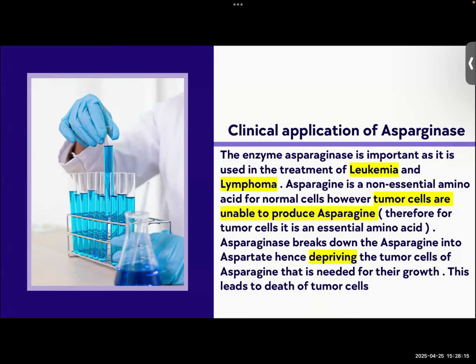But asparagine is non-essential for normal cells. However, tumor cells cannot produce asparagine. So for a tumor cell, asparagine is essential. Now, we have asparagine in the body. What the asparaginase enzyme does, when it's administered, is break down the asparagine into aspartate. So there's less asparagine, and the tumor cells are deprived of it. Since they can't make it, they can't grow like they normally would. So this leads to the death of tumor cells. And that's why asparaginase is used in leukemia and lymphoma. The specific type is L-asparaginase. Just keep that in mind, L-asparaginase.